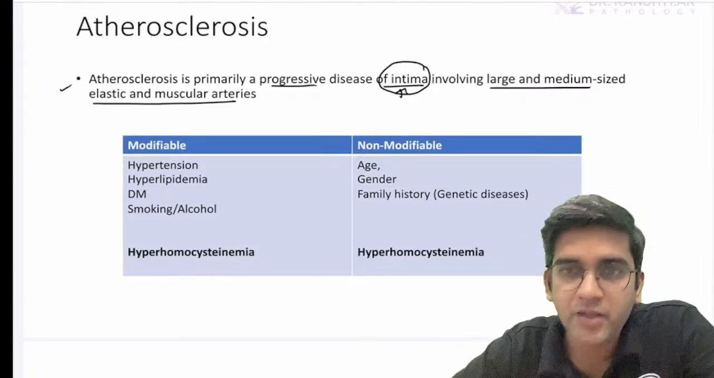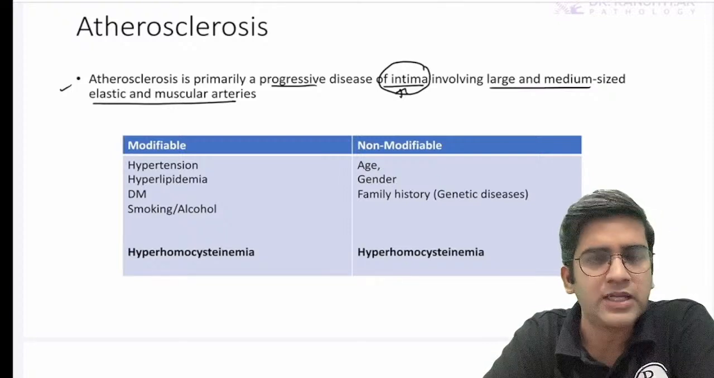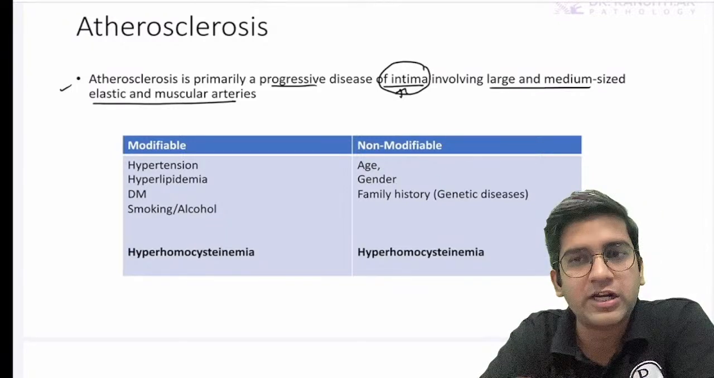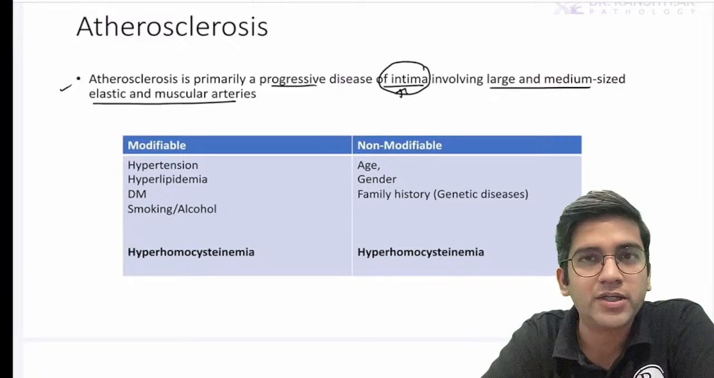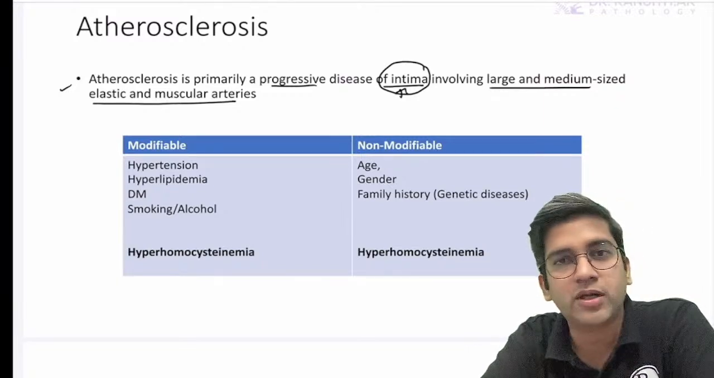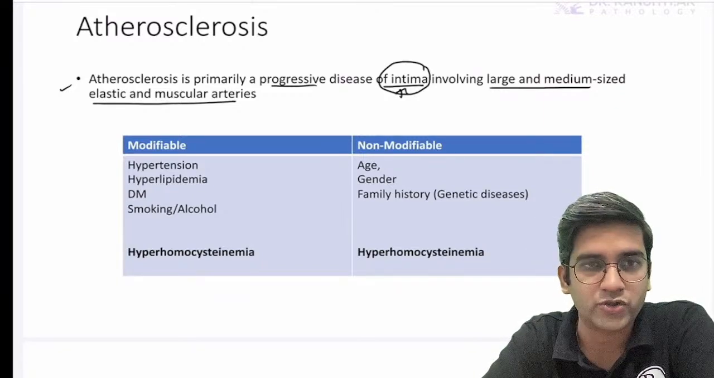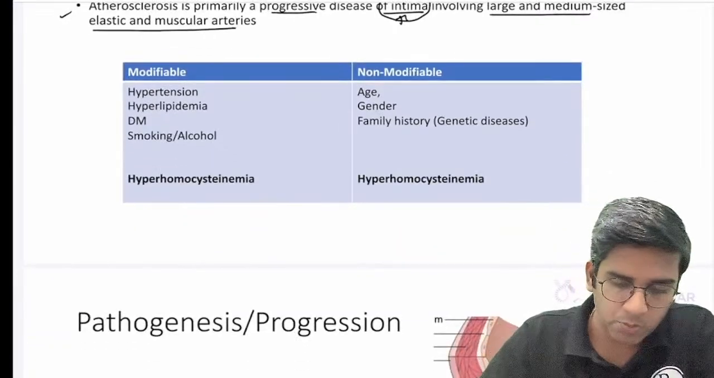Okay. We have that for arteriosclerosis, right? So in which disease will you have arteriosclerosis? You will have it in your hypertension, right? Your hyaline or hyperplastic arteriosclerosis, right? So these are the modifiable and non-modifiable risk factors.